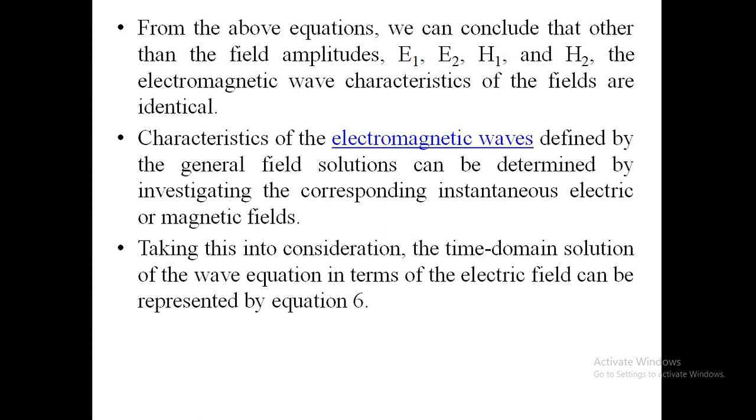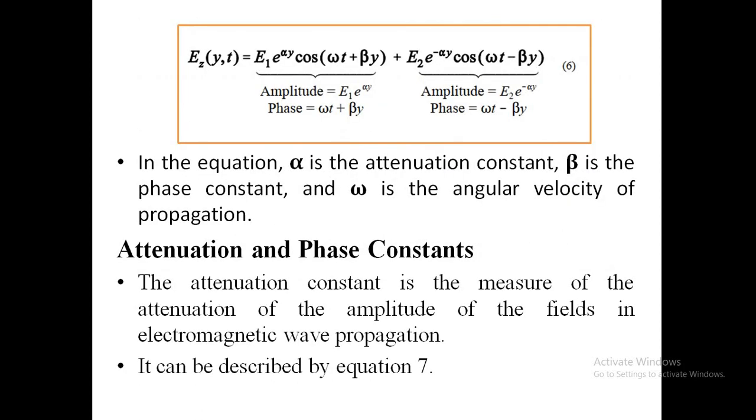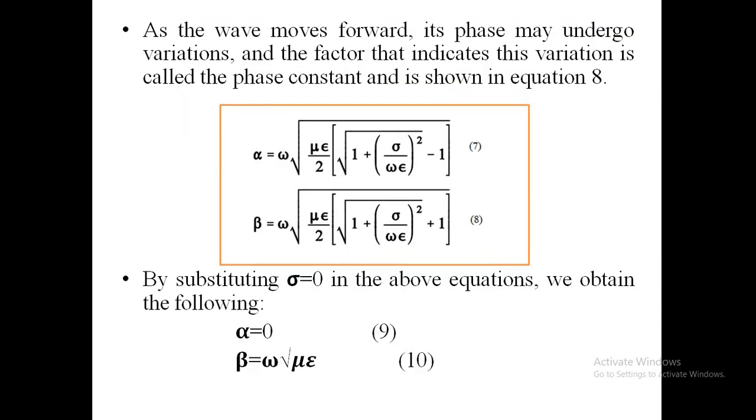Characteristics of the electromagnetic waves defined by the general field solutions can be determined by investigating the corresponding instantaneous electric or magnetic fields. Considering this, the time domain solution of the wave equation in terms of electric field can be represented as in equation 6. In this equation, alpha is the attenuation constant, beta is the phase constant and omega is the angular velocity of the wave propagation. The attenuation constant is the measure of the attenuation of the amplitude of the fields in the electromagnetic wave propagation, and we can obtain the attenuation constant from equation 7.